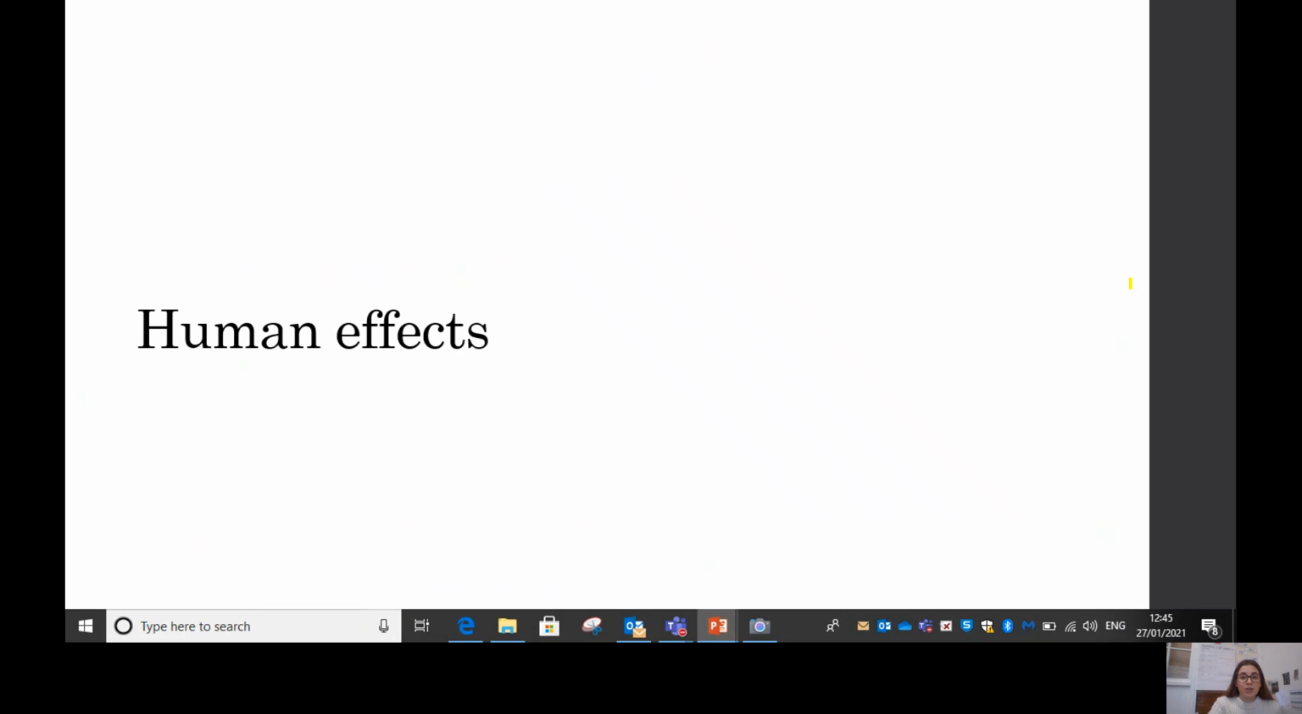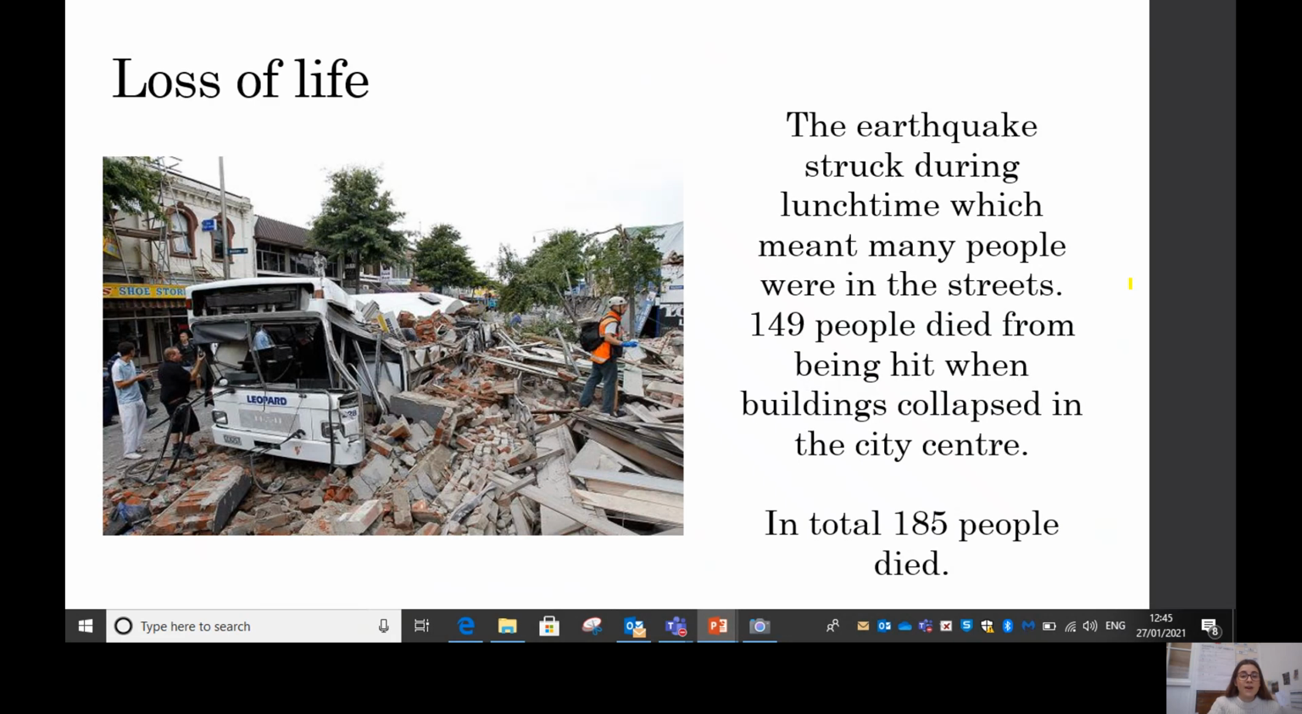Let's now turn our attention to the human effects of the Christchurch earthquake. So the first one was the loss of life. The earthquake struck during lunchtime, which meant many people were in the streets. 149 people died from being hit when buildings collapsed in the city centre, and this includes the CTV building that I just told you about. In total, 185 people died. So unfortunately, there was a loss of life in this earthquake, and that was mostly due to them being hit when buildings collapsed.